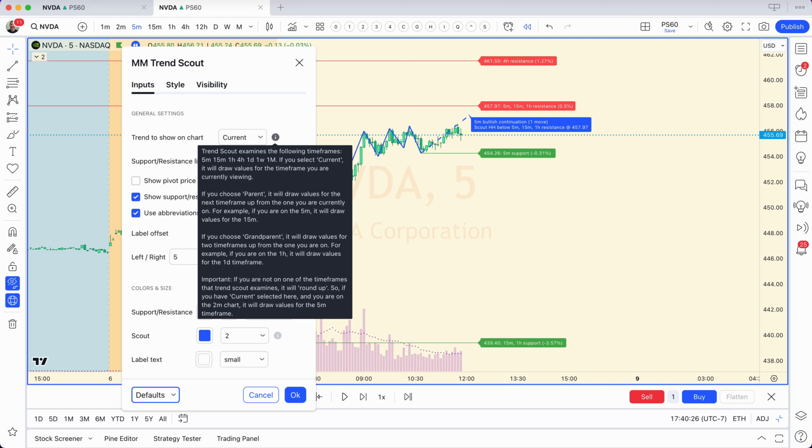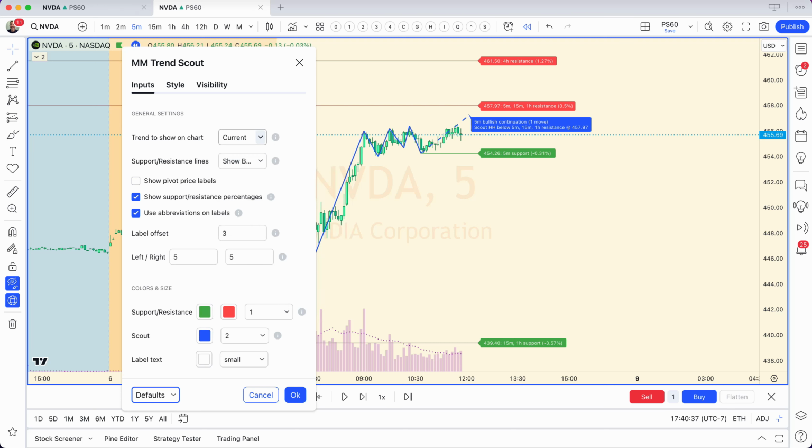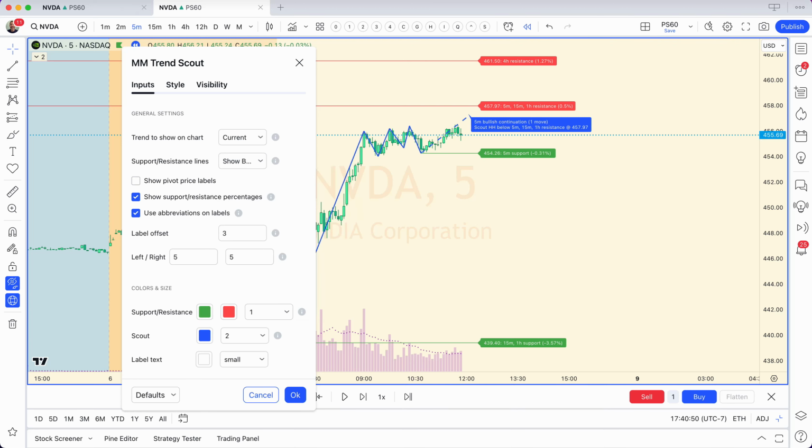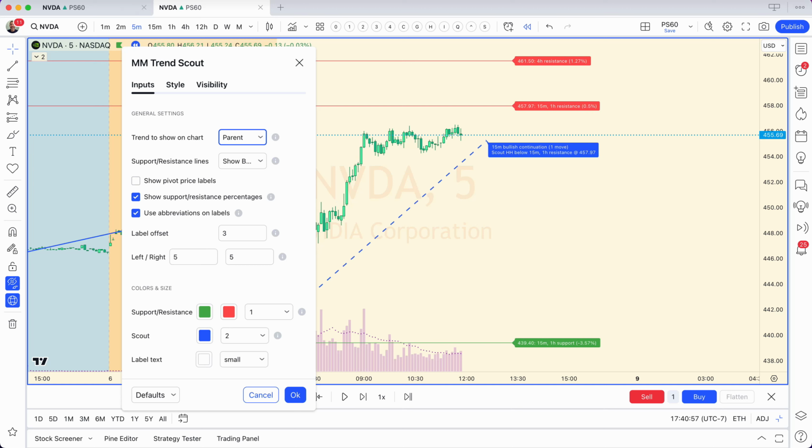So if you're currently looking at the 5-minute time frame, that is a child time frame of the 15-minute time frame, or the 15-minute time frame would be considered a parent. So if you chose parent from this dropdown and you're currently on the 5-minute time frame, then that would switch the Trend Scout to look at the 15-minute time frame to draw pivots. So we'll do that right now. Switch to parent, and you're going to see in a moment, there it is.